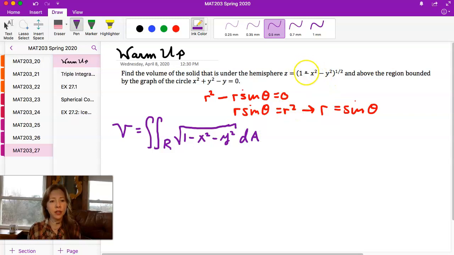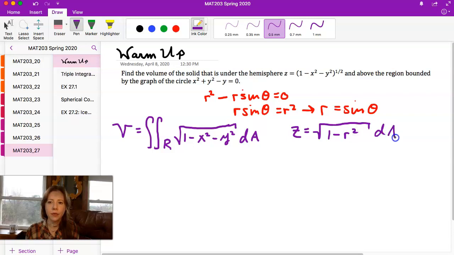Now let's convert z to polar coordinates. We can say this is equal to the square root of 1 minus, in parentheses, x squared plus y squared, which is r squared. So z is equal to the square root of 1 minus r squared, and we still have our dA. Okay, so let's think about how to set these bounds.